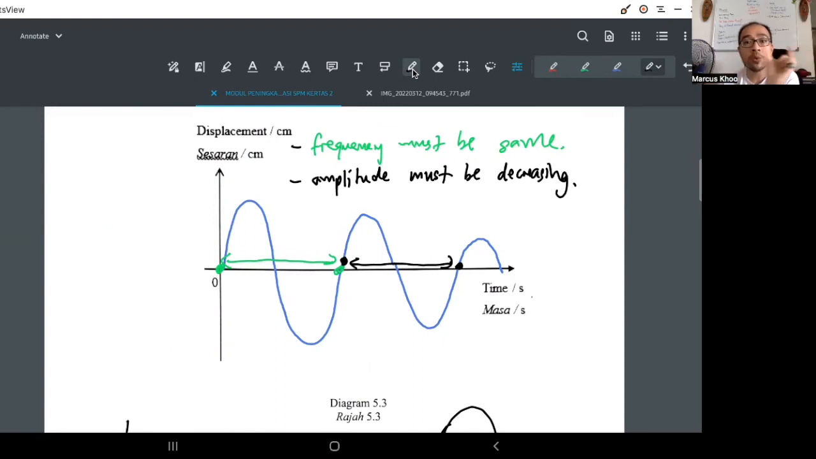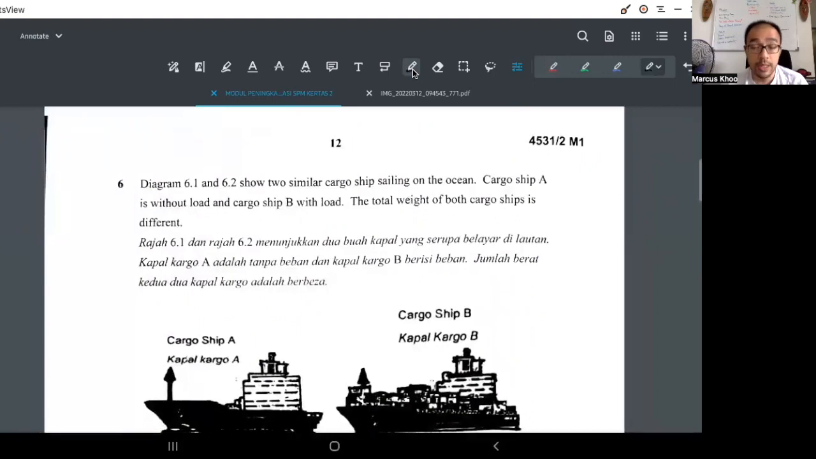Jarak di antara 2 cycle itu kan, dia punya jarak lah. Okay, make sure that it is the same. Okay, because that is the second mark. So be very, very careful with this. Okay. All right. Oh, it's very interesting.